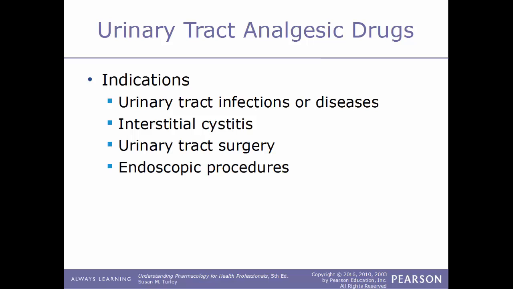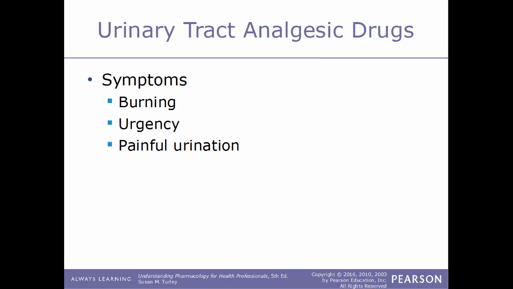Okay. And when it comes to urinary tract analgesic drugs, there are some indications that require the patient to take this kind of drug. Some examples would include having a urinary tract infection or urinary tract disease, having interstitial cystitis, having urinary tract surgery, and having an endoscopic procedure. So any one of these four may necessitate a patient taking a urinary tract analgesic drug. Common symptoms that would indicate a urinary tract infection are burning, urgency, and painful urination.